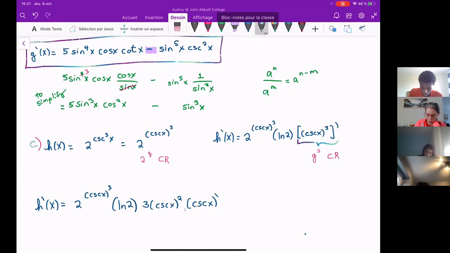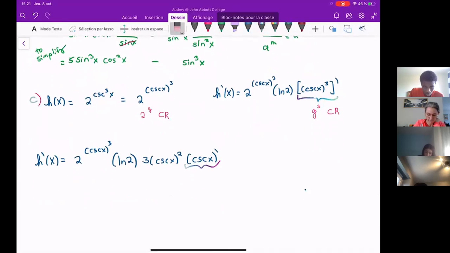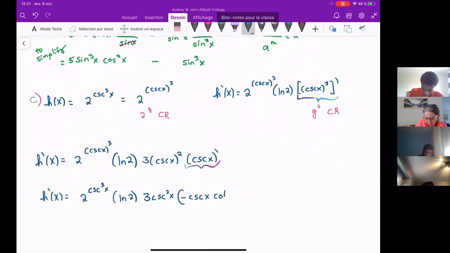And now this is just one of the rules that I gave you guys at the beginning of class today. So the 2 to the cosecant cubed x times ln 2 times 3 cosecant squared x. That cosecant, we were told, is negative cosecant x cotangent x.